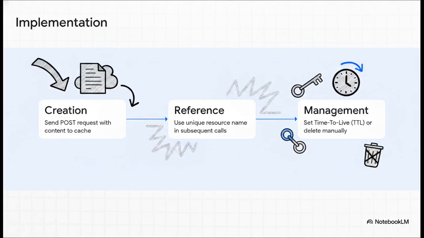The implementation is actually a remarkably simple 3-step technical workflow. Step 1 is creation. You send a post request through the Vertex AI API with your massive document or system prompt. Step 2 is reference. The API then hands you back a unique resource name. In all your future chat requests, you just pass that name instead of uploading the entire document all over again. And step 3 is management. You set a time to live, or TTL, to dictate exactly how long that cache stays alive, or you can just delete it manually. Pretty simple, right?